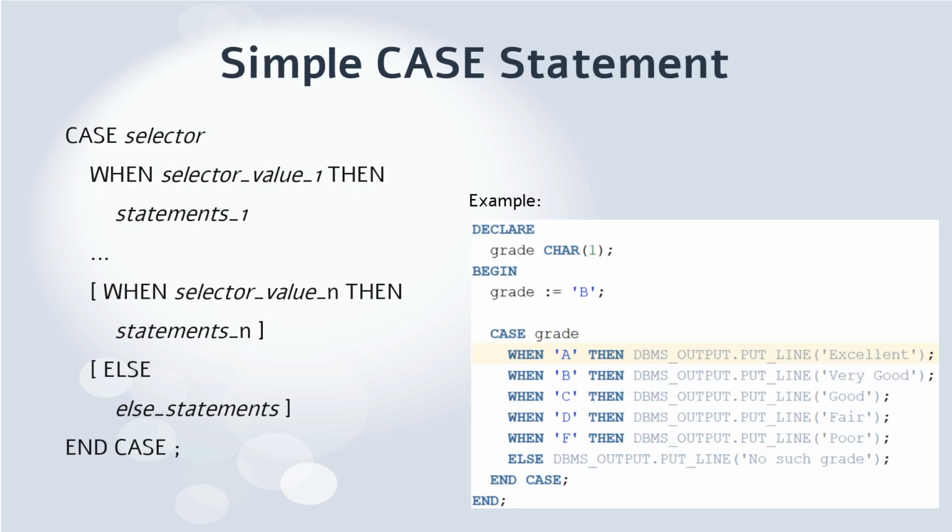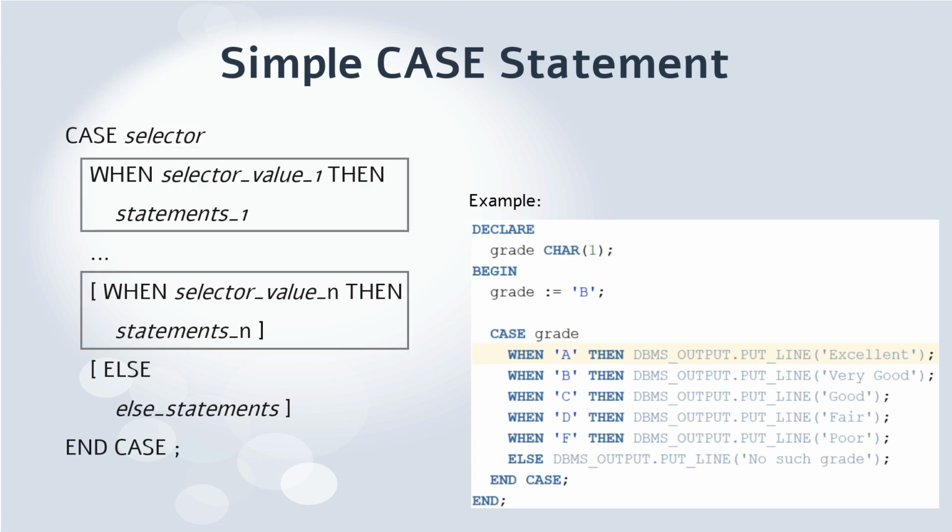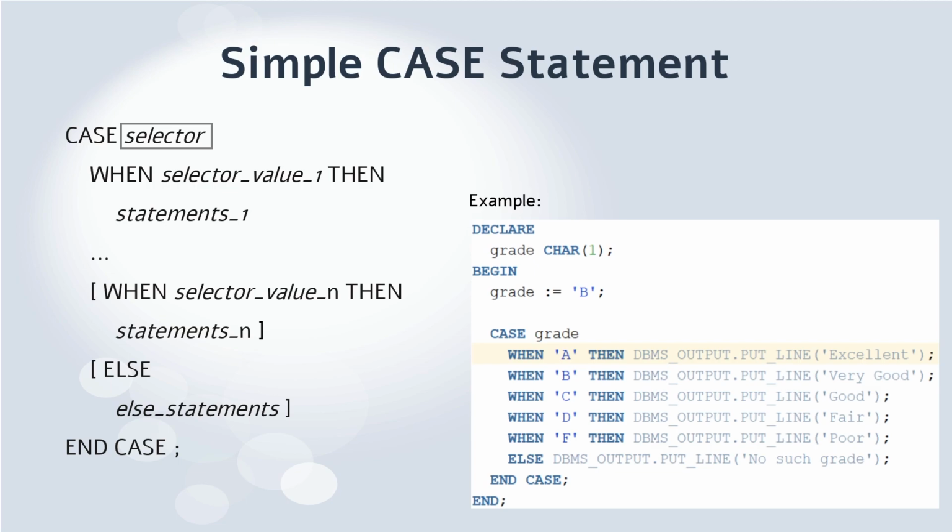This is the syntax of the simple case statement. It begins with the keyword case. The keyword is followed by a selector. The selector expression can be arbitrarily complex, but generally it consists of a single variable. The selector is followed by one or more when clauses, which are checked sequentially. If the value of the selector equals the value of a when clause expression, that when clause is executed. If any when clause is executed, control passes to the next statement.